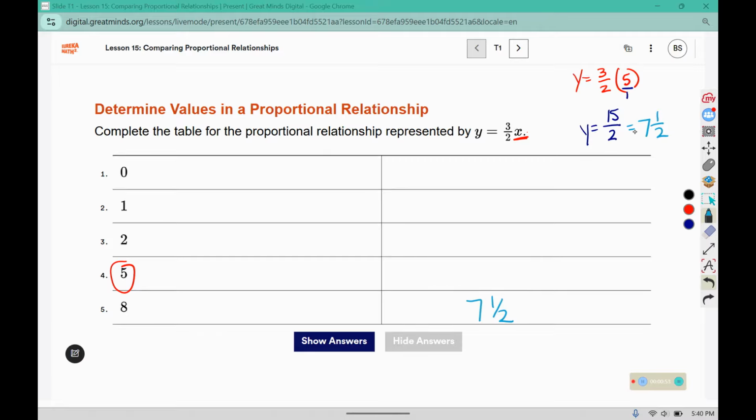If it comes out to a whole number, like 16 over 2, that should be changed to 8. But if it's a mixed number, you can leave it as an improper fraction if you prefer that. But make sure you line it up with the correct number. I plugged in a 5, and I got out a 7.5. Go ahead and plug in the remaining values into the x position and solve it for y.